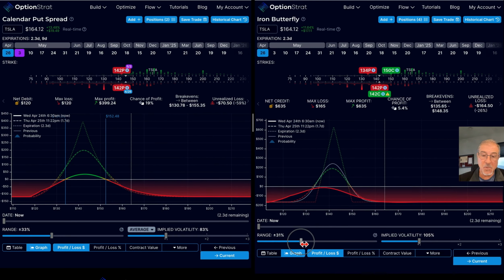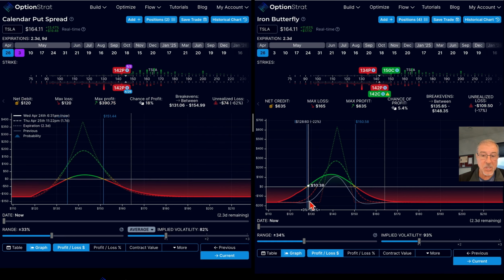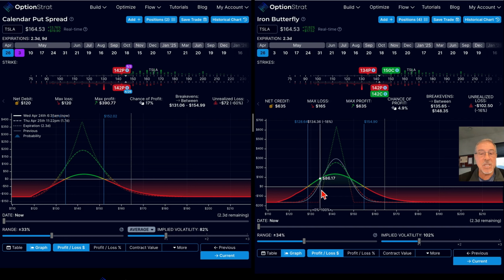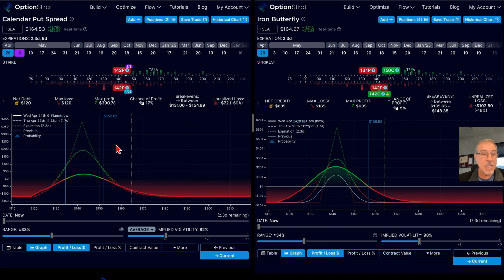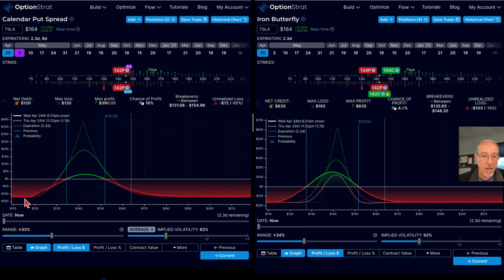That's one of the unique and odd features of calendars, is that the calendar tent is not a static or a fixed tent. The butterfly tent will remain its same width. Those break-evens at expiration will remain the same pretty much no matter what. In the case of a calendar, this entire tent is going to shrink and expand. Now, our overall risk of loss is not going to change. That will remain the same, and that is what we paid to get into this trade, which is $120.